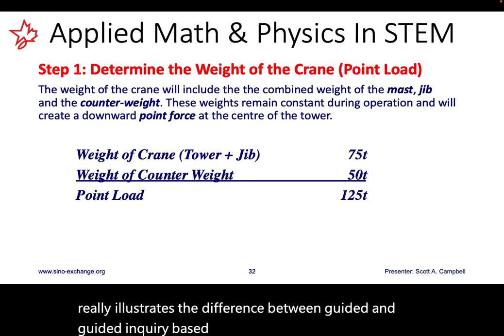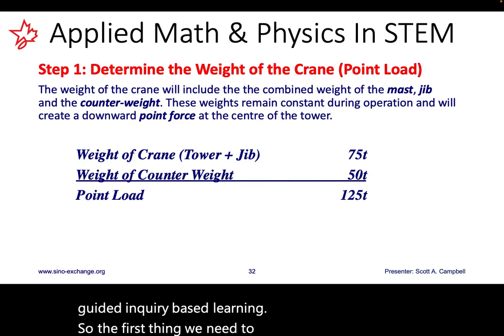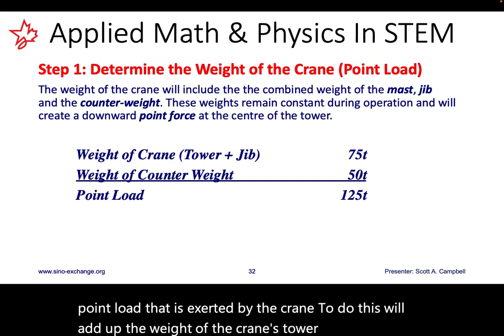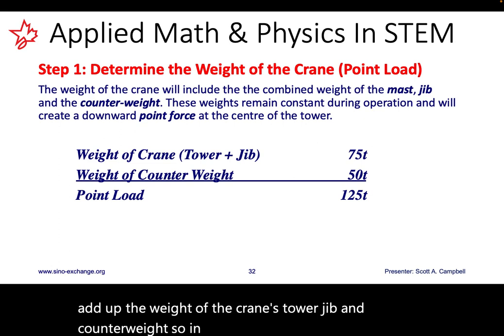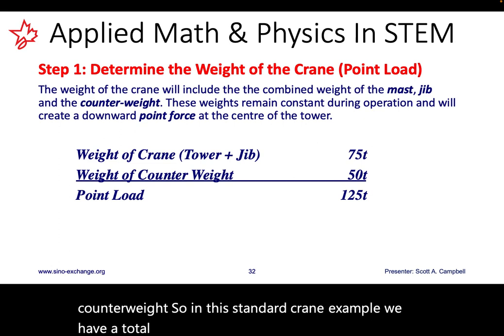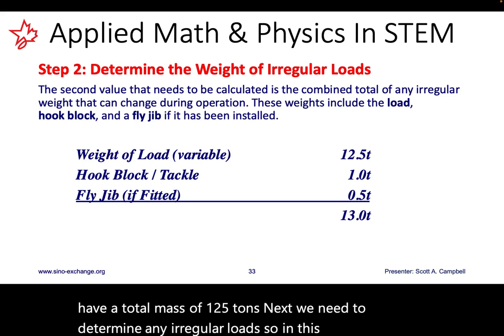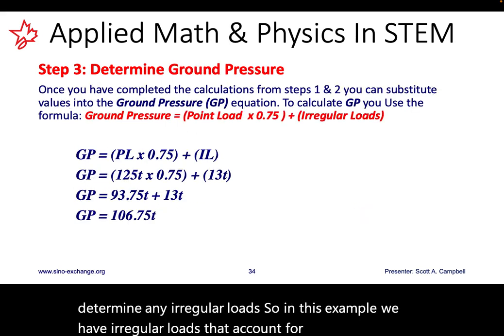So the first thing we need to do is to determine the point load that is exerted by the crane. To do this, we'll add up the weight of the crane's tower, jib, and counterweight. So in this standard crane example, we have a total mass of 125 tons. Next, we need to determine any irregular loads. So in this example, we have irregular loads that account for an additional 13 tons.